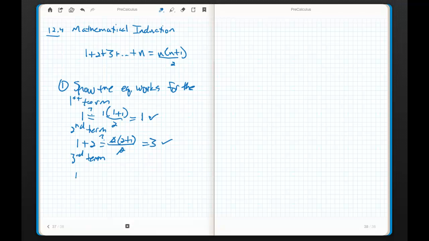For the third term, I want you to do this 3 times just to make sure that we're not crazy. Is 1 plus 2 plus 3, which we know equals 6, equal to 3 times 3 plus 1 divided by 2? Well, 3 times 4 is 12 divided by 2 is 6. Check. All right, so it works for the first 3 terms. Problem is, how do we know that the whole thing doesn't break down at the 17,000th term, or the 56th term, or the 17th term? We've only proved it for the first 3 terms.